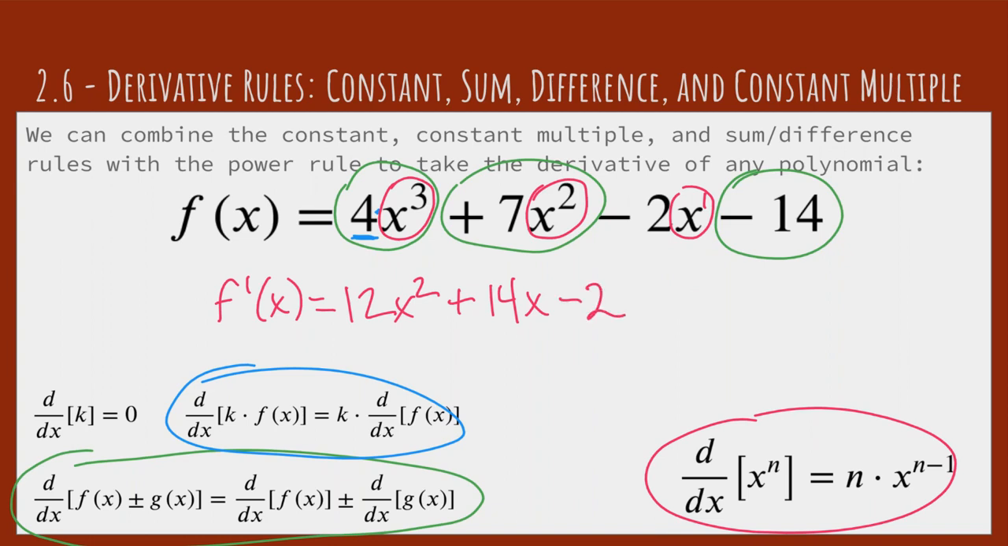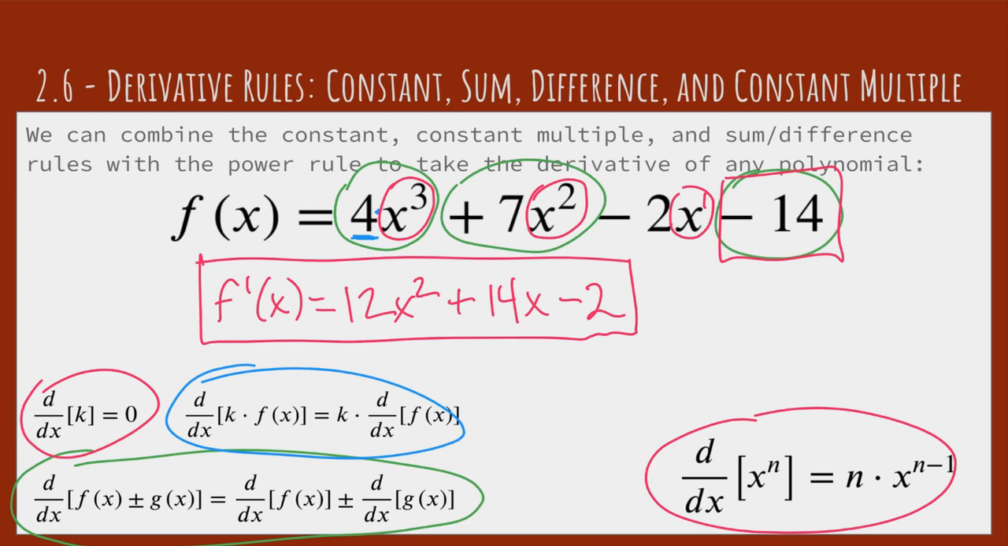Then getting down to our last term here, since it's a constant, we're going to use the constant rule here. The derivative of any constant is 0, so that minus 14 just disappears, and we get this as our derivative. Once you get a little bit of practice with this, taking derivatives of polynomials should be really easy. So a problem like this shouldn't take you more than a few seconds, and it's just basically a matter of writing down an answer.